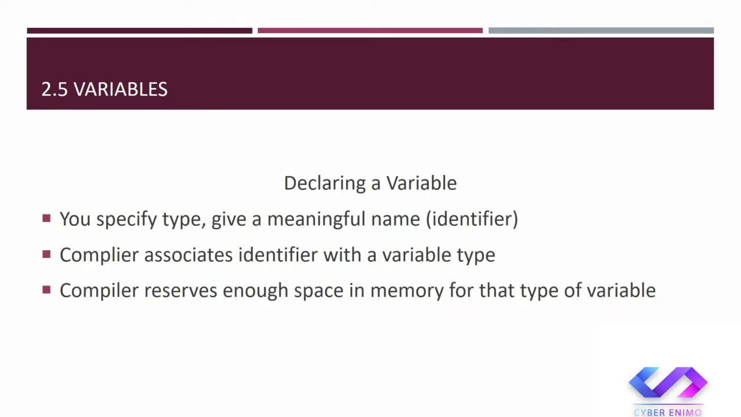To declare a variable, you need to do two things. You need to specify a type, and you need to give the variable a meaningful name. When we declare a variable, the compiler associates the identifier or the name of the variable with that variable type. The second thing that the compiler does is that it reserves enough space in memory for that specific type of variable.